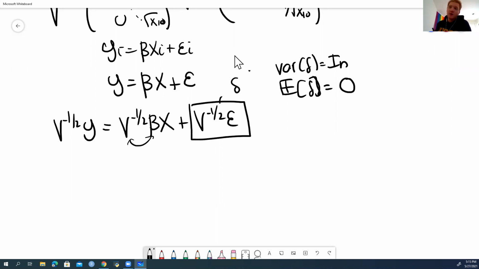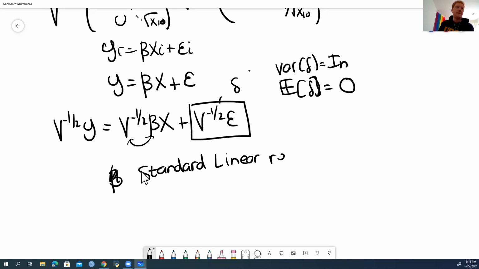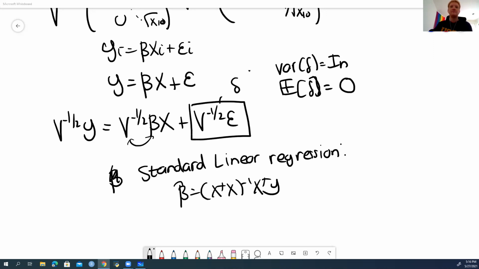And then from here, you can just solve for a generic least squares expression. We need to find beta hat. So remember, for standard linear regression, you have that beta hat is equal to x transpose x inverse, x transpose y.